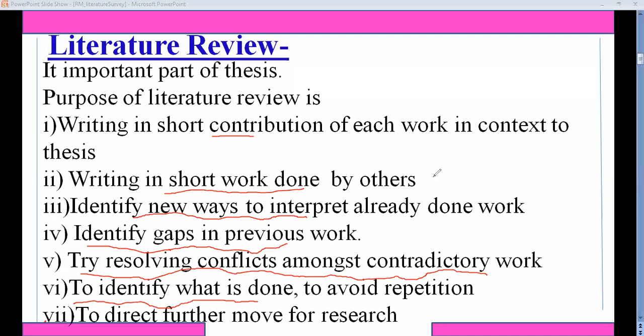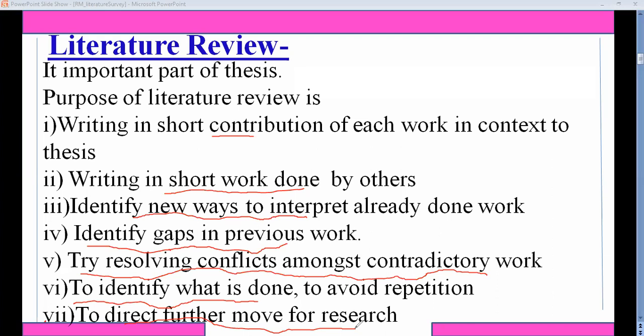So we will find what is done already, and it gives direction for us to research how to proceed further, because we are not to commit the same mistakes that people have done already. From the literature we can get the path which contains fewer hurdles. Okay, we will get the path.